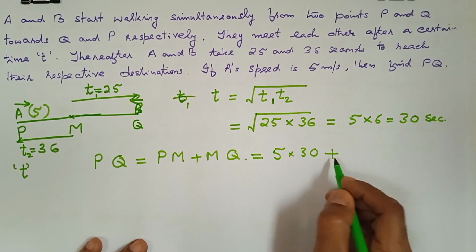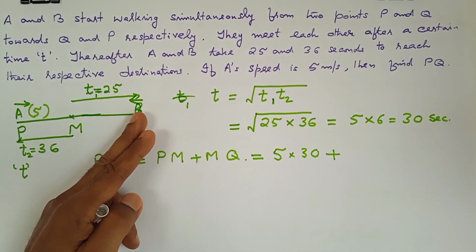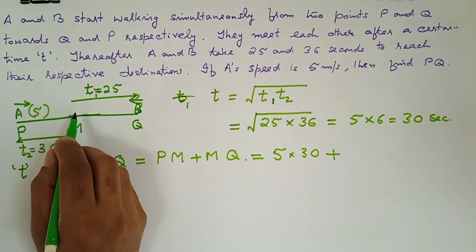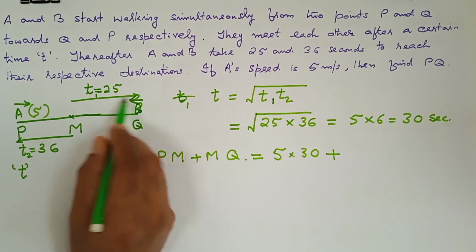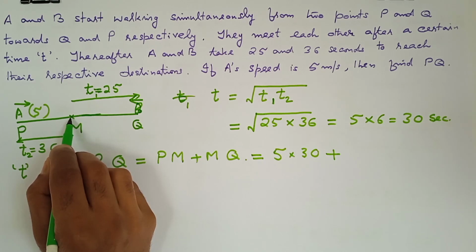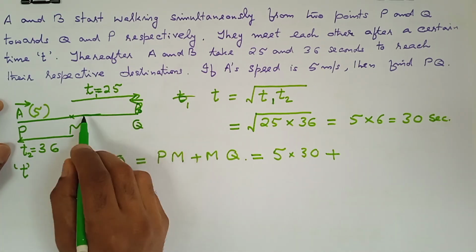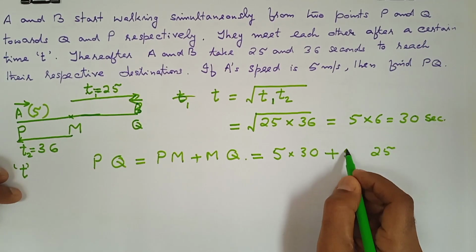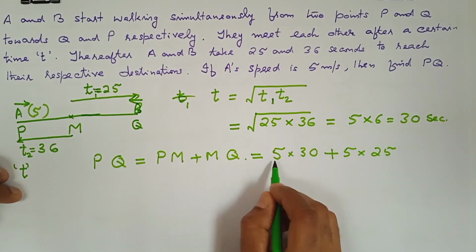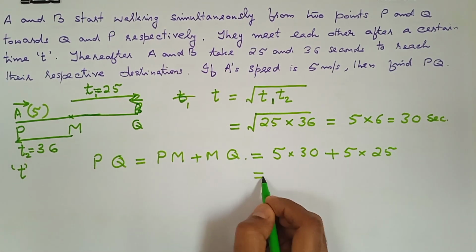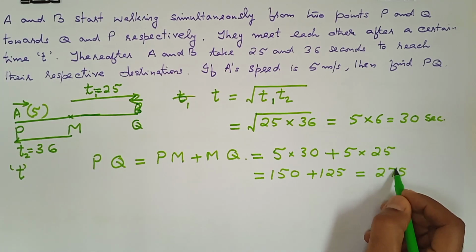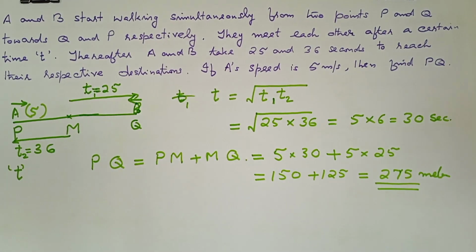Now let's look at MQ. MQ you can take as distance traveled by B, but instead of that, what I would suggest is take MQ as distance covered by A in 25 seconds. That's what the problem says. They say A after meeting B at M takes 25 seconds to move from here to here. That means to cover MQ, A has traveled 25 seconds, and its speed we know. This is speed into time, distance. Again speed into time, distance. Now you just simplify this. 150 plus 125, that's equal to 275 meters. This is the length of PQ.